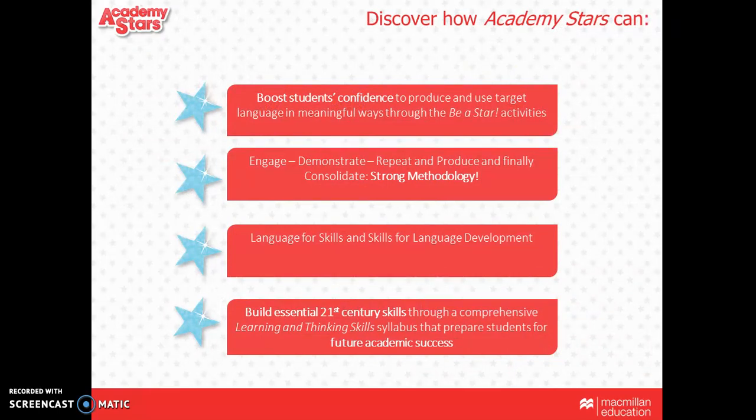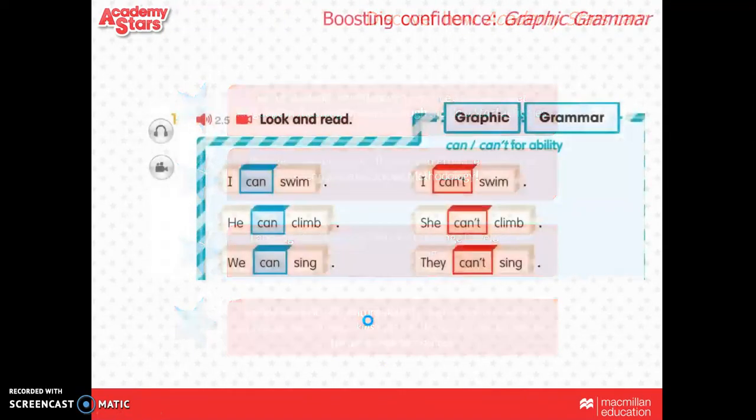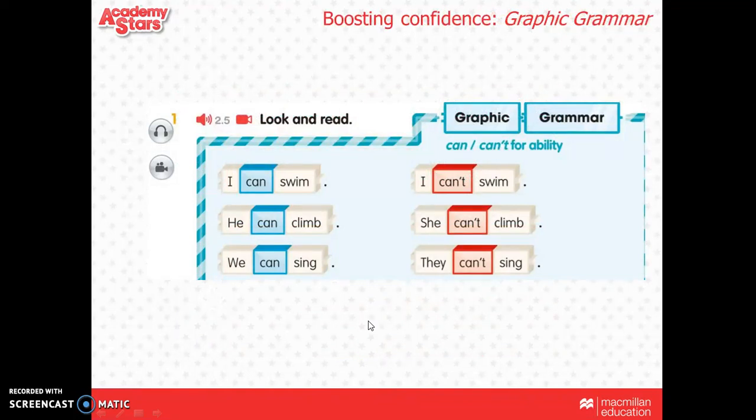Now, the book Academy Stars has certain features. One of the features is about student confidence. The other feature is about engaging students with a range of techniques. The most important feature of the course is that it has a literacy-based approach to teaching language for skills and skills for language. And you'll also notice that there are 21st century skills practice in the course. Let's first look at how the course approaches language.